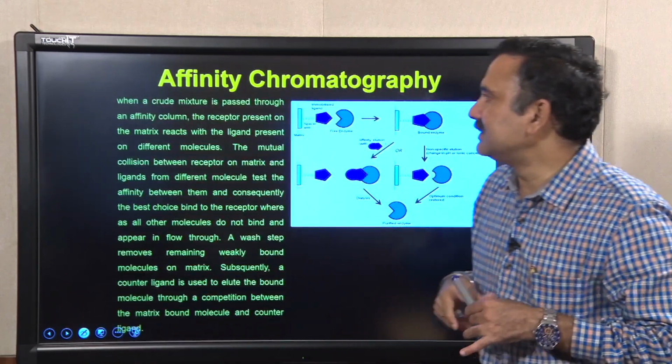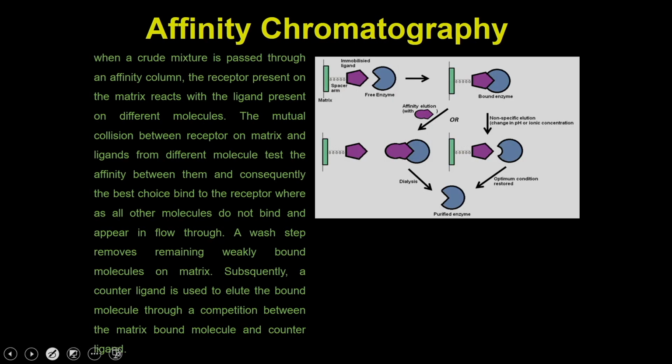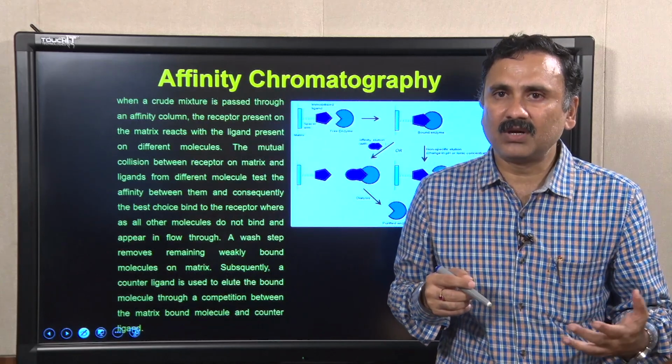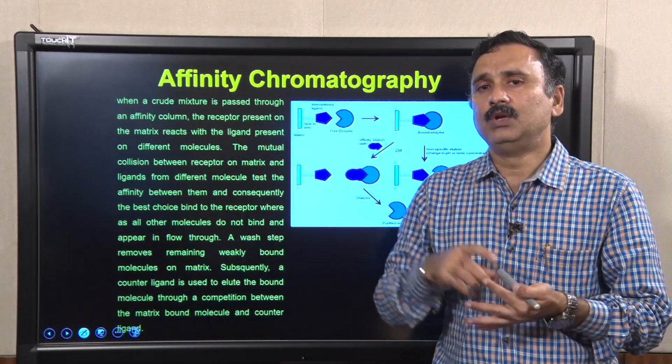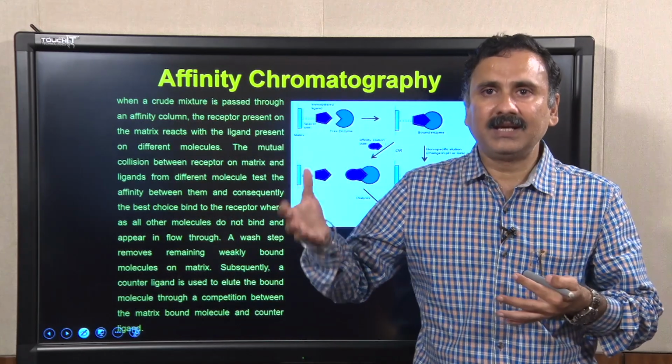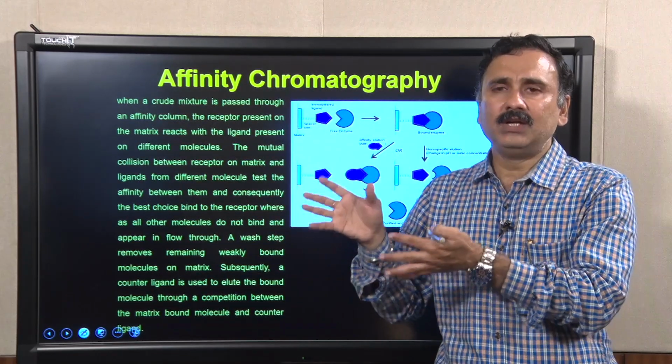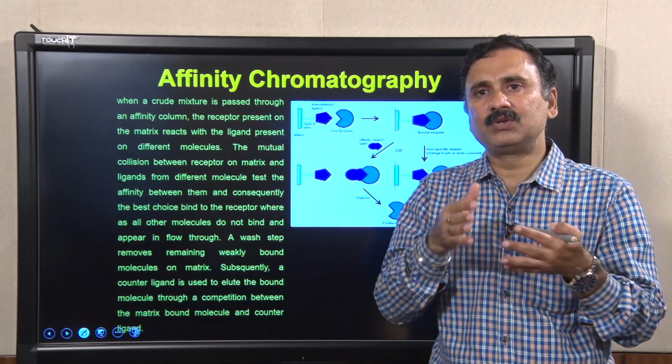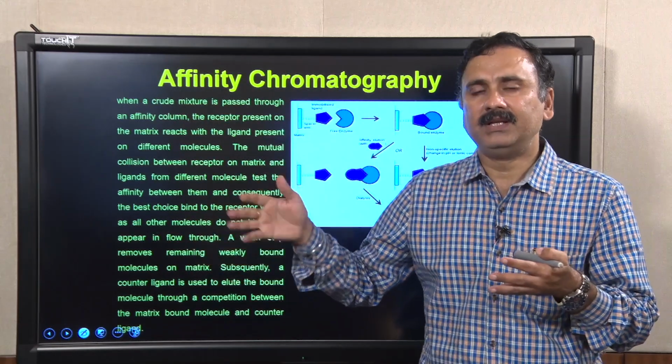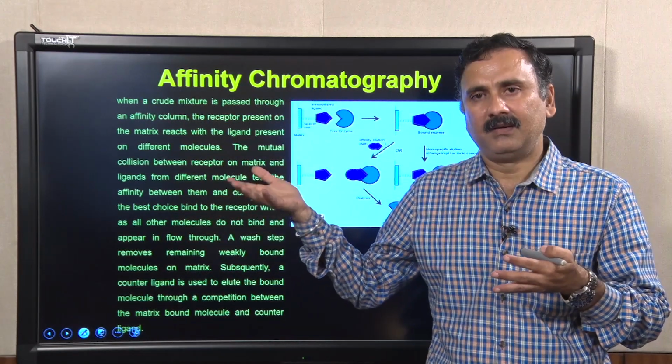How can you utilize this kind of phenomenon in affinity chromatography? What you can do is tag either the receptor or the ligand to the beads, and then you can purify the complementary partner.